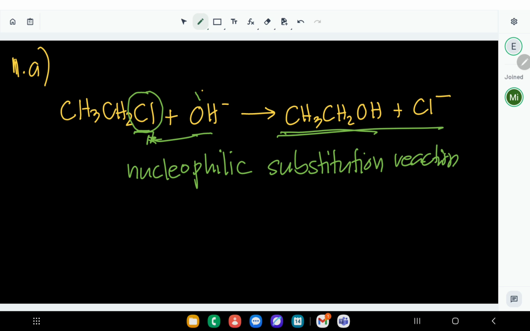Okay, we only have addition, elimination, reduction, substitution. Or you can just simply answer substitution. So from your paper, that one is letter D.